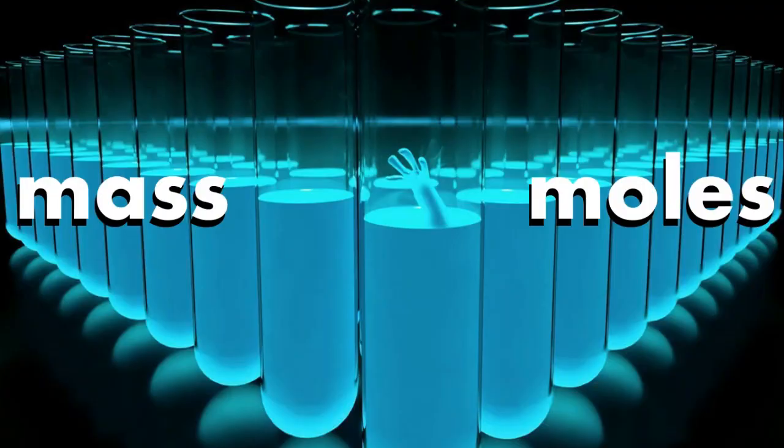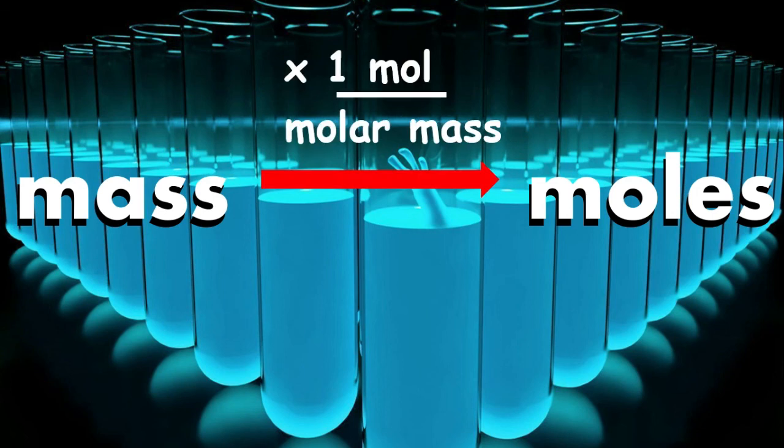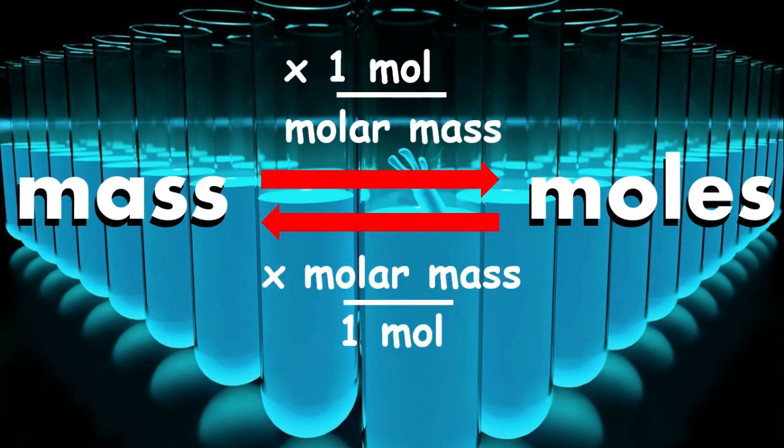So to summarize, when we're given a mass to mole problem, you just have to multiply the mass by the molar mass in 1 mole over gram. On the other hand, if you are given a mole to mass problem, you have to multiply the mole by the molar mass in grams over mole.